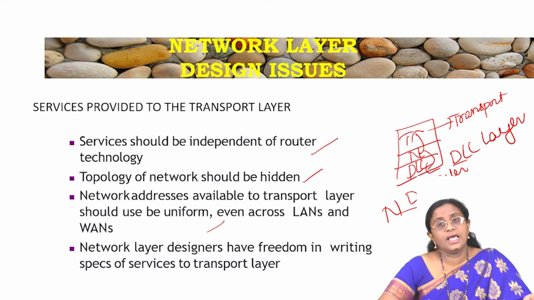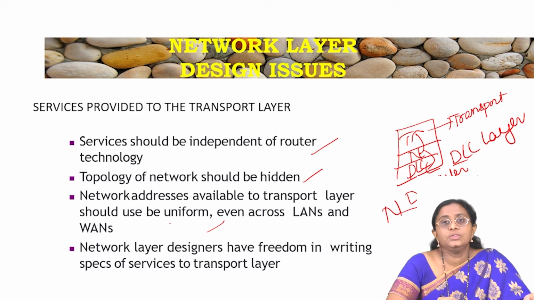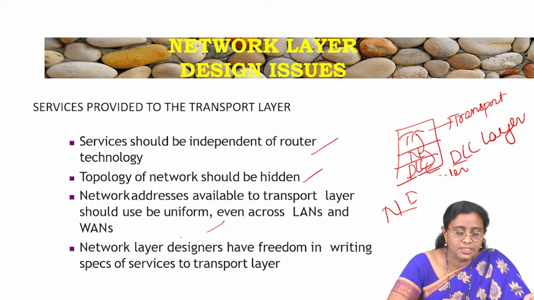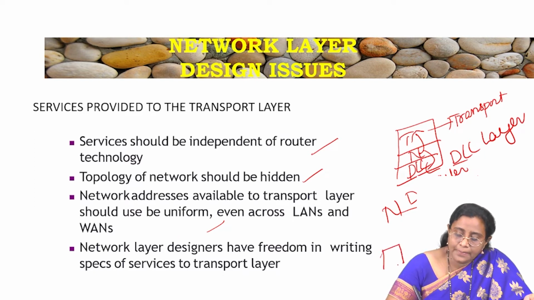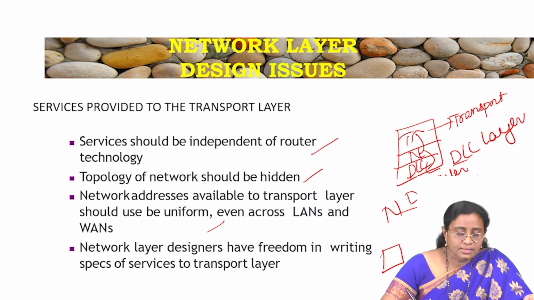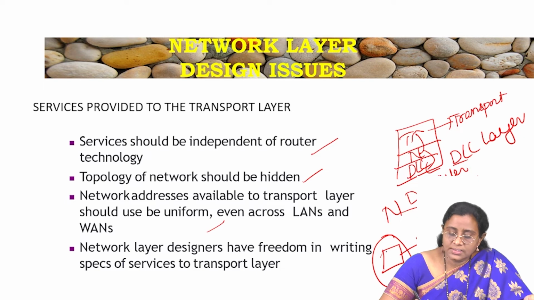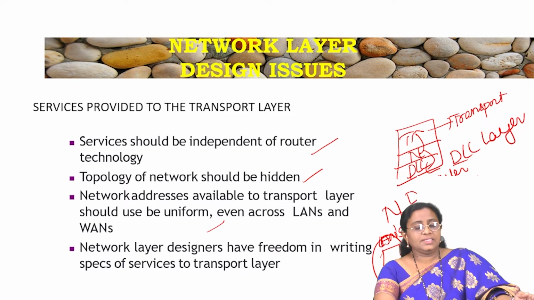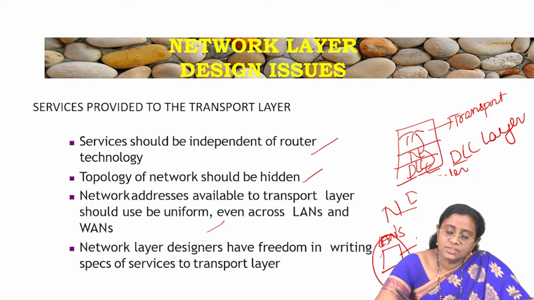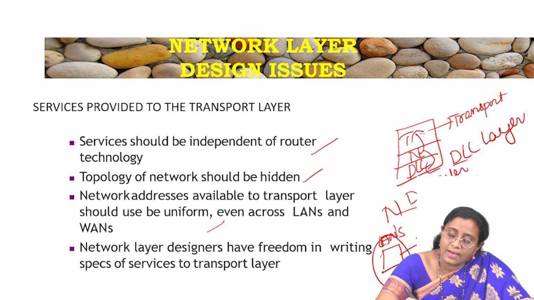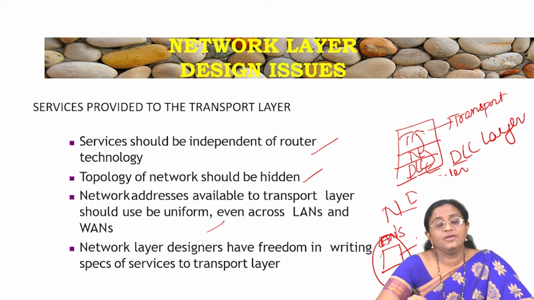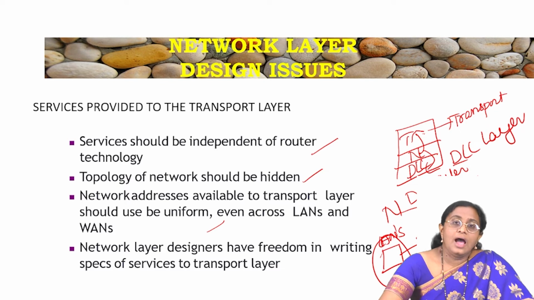The network addresses available to the transport layer should be used uniformly, even across LANs and WANs. That means every data packet should hold some network address. If you are connecting the LANs and WANs in the mode of subnets, these LANs or WANs must hold some network addresses. Those network addresses are available to the transport layer, that means the layer above the network layer. These network addresses should be uniform and unique, and those are the same.